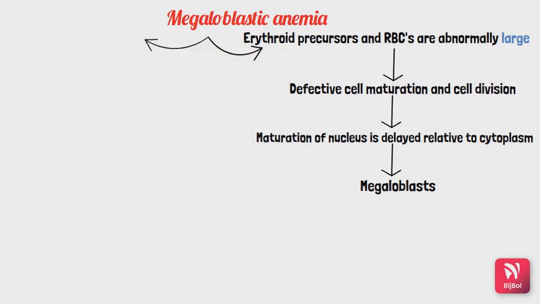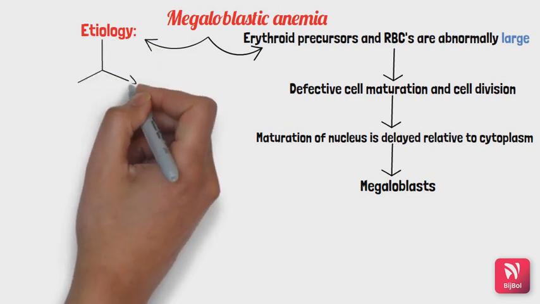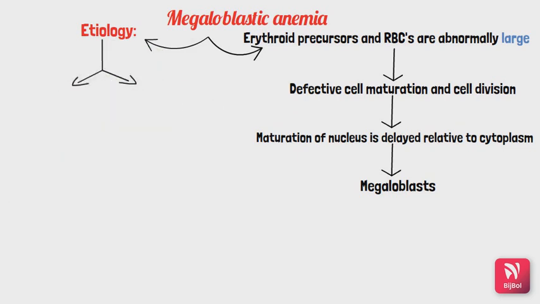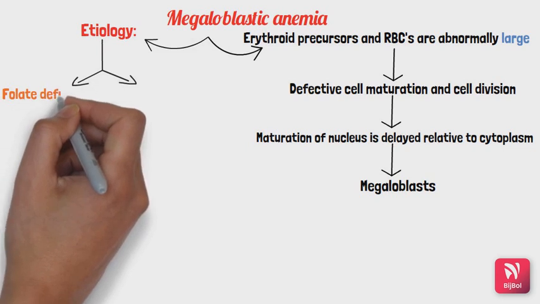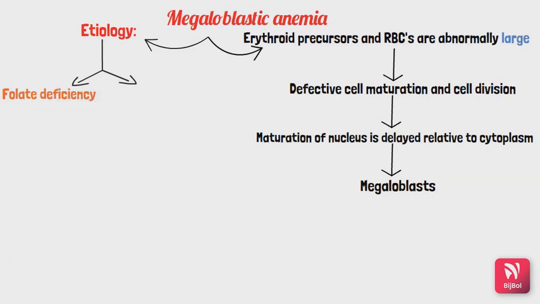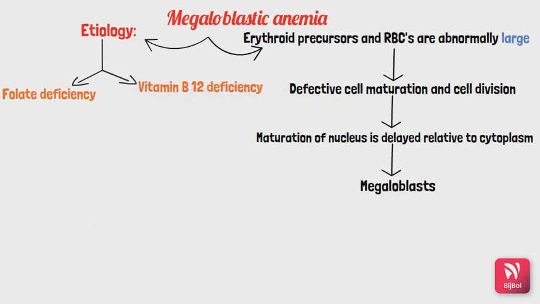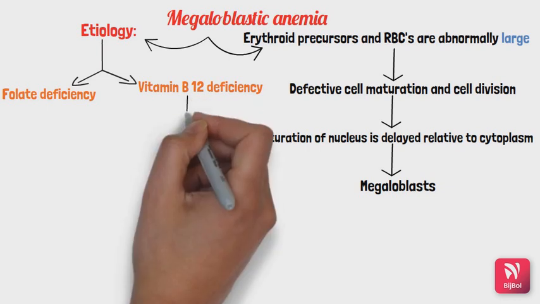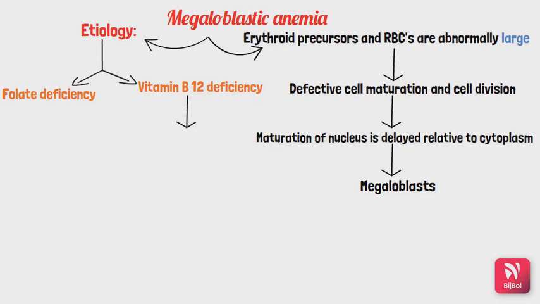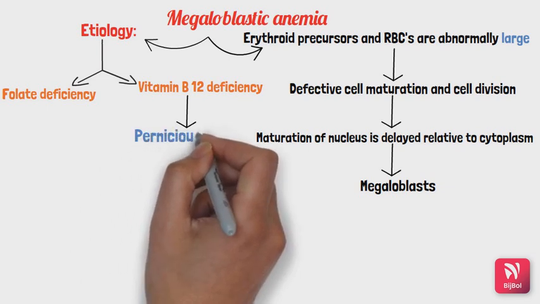So that is about etiology. It is because of the deficiency of a few important vitamins, that is folic acid or folate deficiency and also vitamin B12 deficiency. So a combination of these two will result in megaloblastic anemia. Sometimes only vitamin B12 deficiency occurs, resulting in a separate anemia called pernicious anemia.